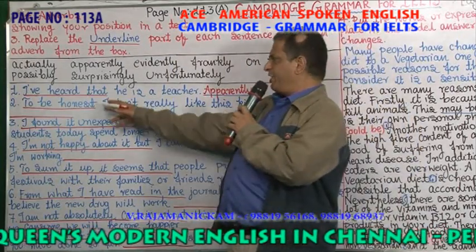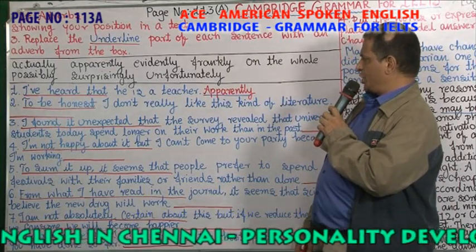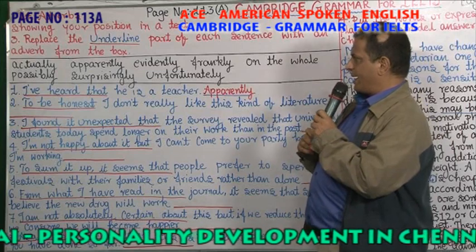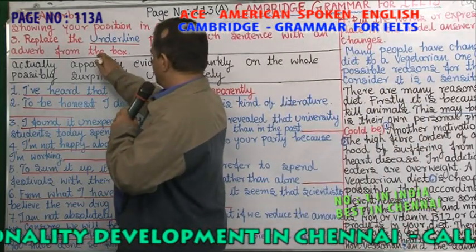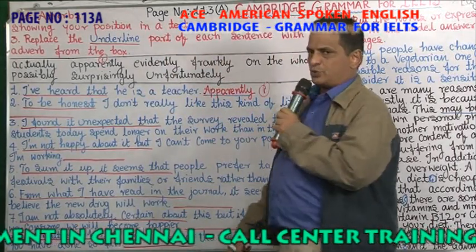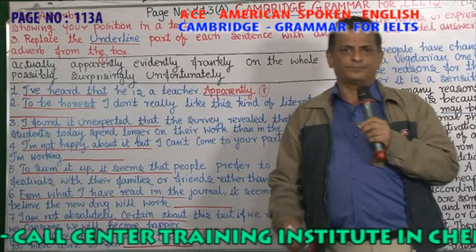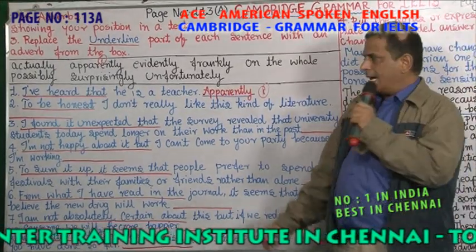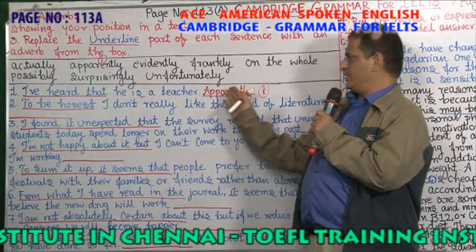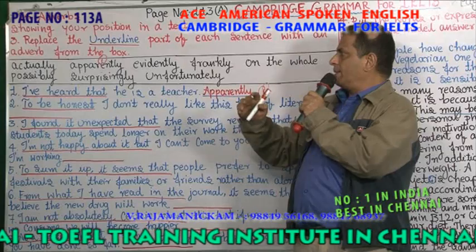See here, I've heard that he's a teacher. So what is the word you can use? Apparently. The answer is given apparently. So apparently he is a teacher. So this is the answer for number one. Apparently means what? It is something well known. Instead of I have heard that, you are using the word apparently. So number one, you have used apparently.